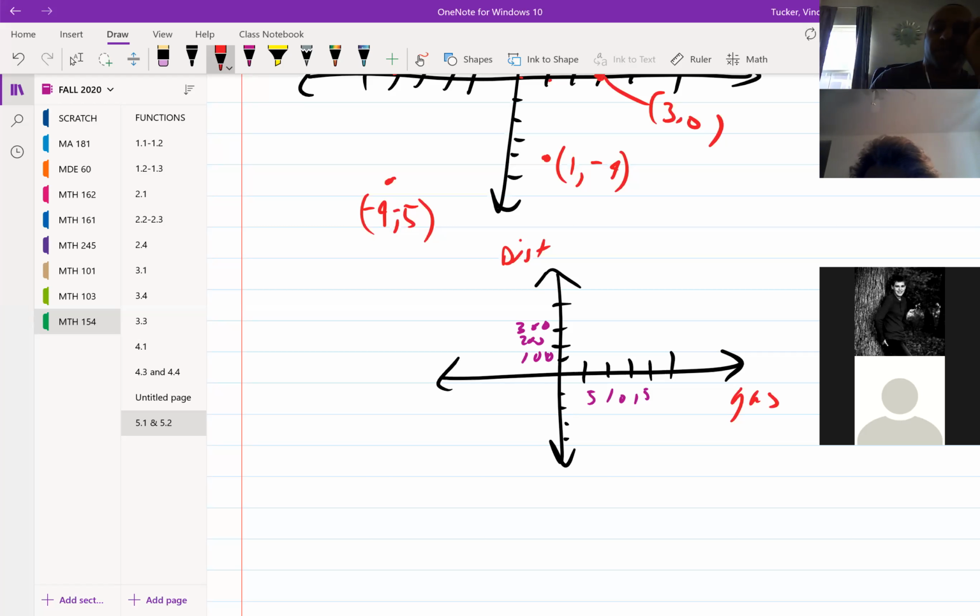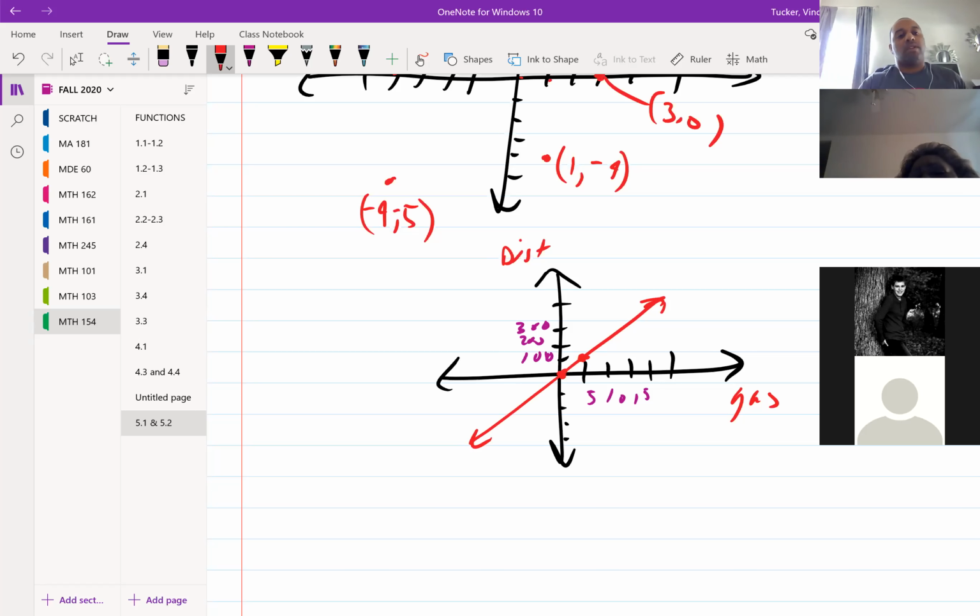All right, so the first point was 0, 0, and then I can go 5, 100, and all I need is 2 points to create a line. All right, questions on that?